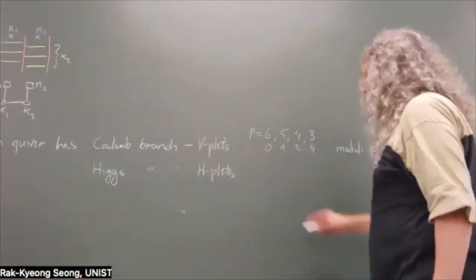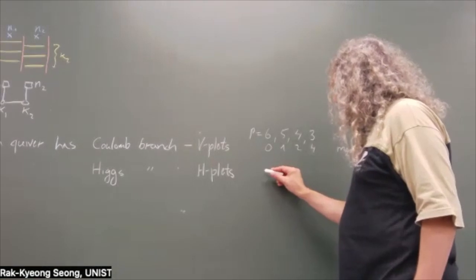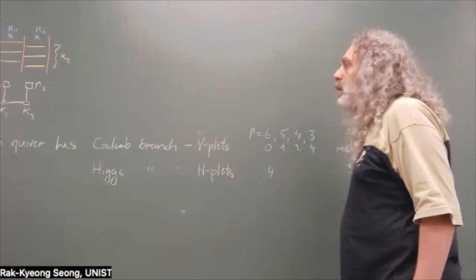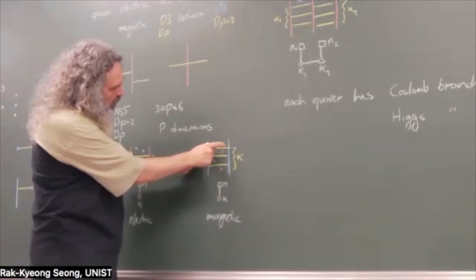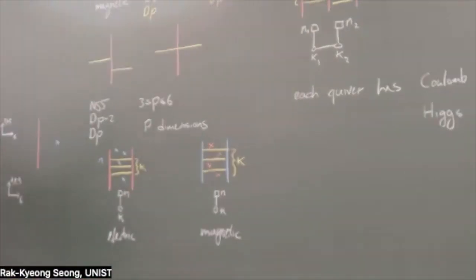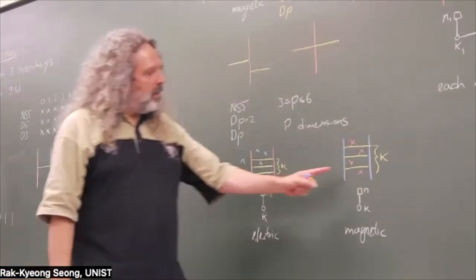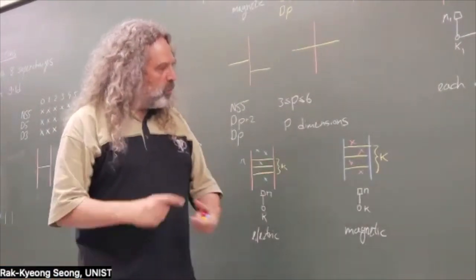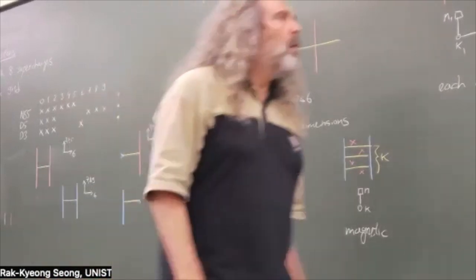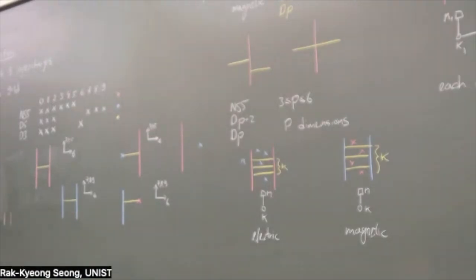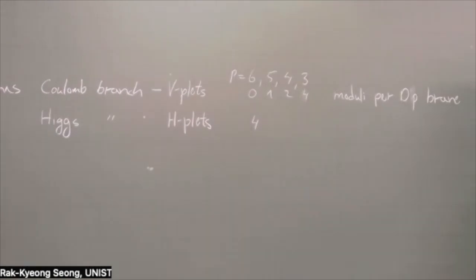This Higgs branch does not depend on the dimension, so it's always 4 moduli. The 3 moduli, let's look at this thing here. So I have 3 moduli, 7, 8, 9. And there's one more modulus which comes from the fact that I'm on an interval. So 4 moduli per brane, giving me a symplectic singularity.